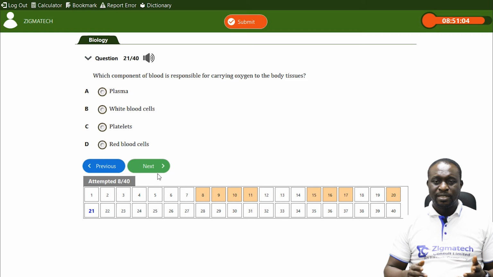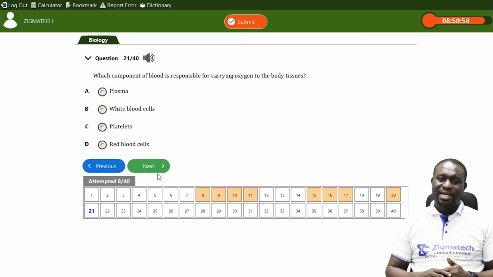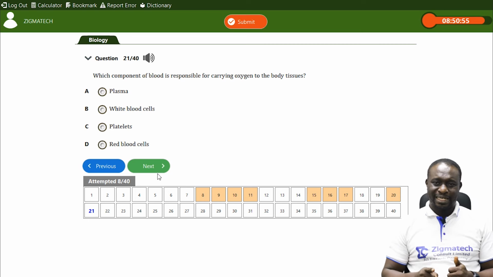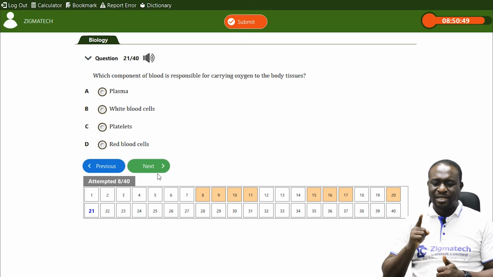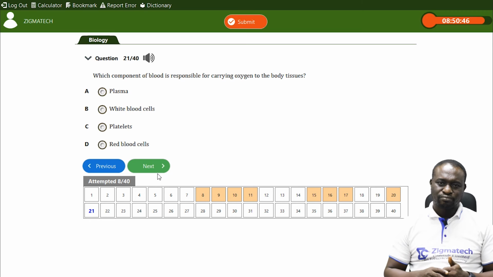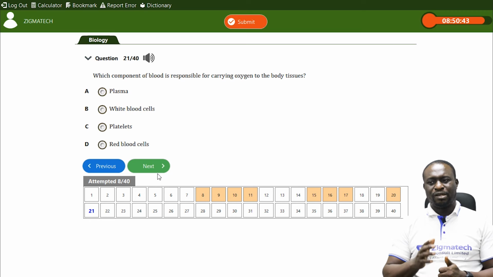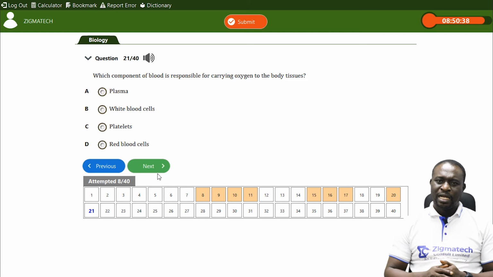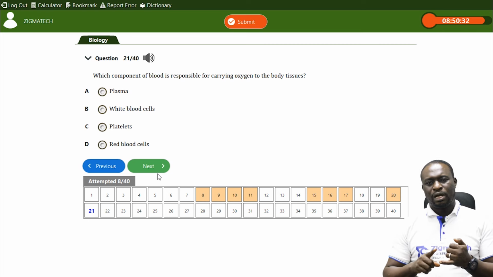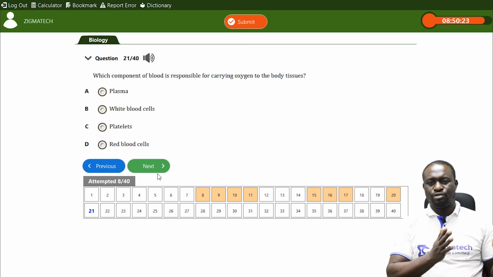A says blood plasma, B says white blood cells, C says platelets, and D says red blood cells. For you to answer this question correctly, you need to note the functions of each of these components of the blood. The plasma is mainly the liquid part of the blood. It's pale yellow. It transports digested food, enzymes, excretory waste, and hormones from one part of the body to another.